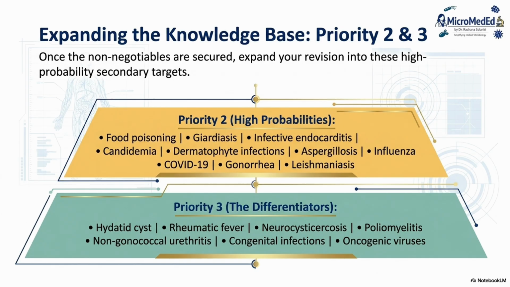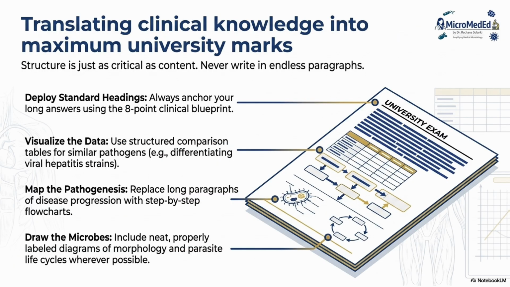And in priority 3, the hydatid cyst. In hydatid cyst, you should know how to draw the cyst, because this will be asked and you should write it. Even in 2 marks sometimes they ask to draw the diagram of the hydatid cyst. Then rheumatic fever, neurocysticercosis, poliomyelitis, non-gonococcal urethritis, congenital infection and oncogenic viruses.